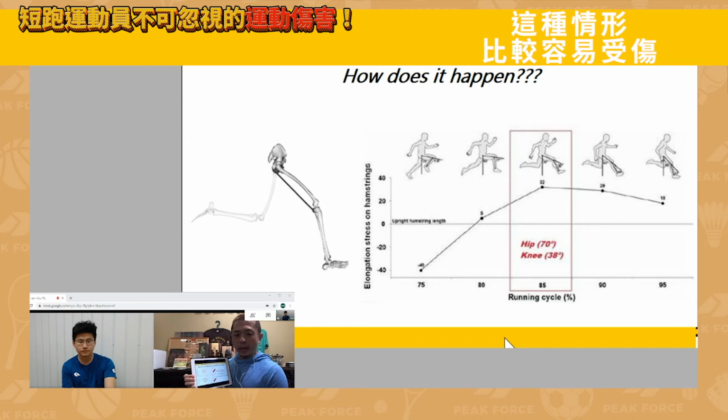Okay, so if you actually go back to the one I just mentioned, if the variation is present, with too much hip flexion and then too much knee extension, that creates a long range of motion for the leg to land on the ground and then pull back, and that's why it puts a lot of pressure on the hamstring muscle.